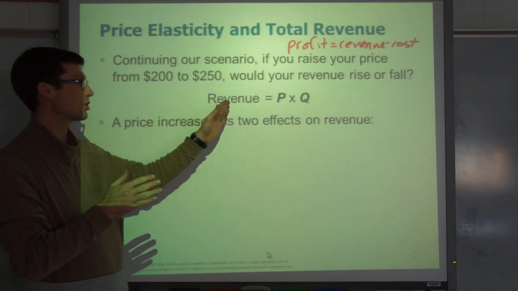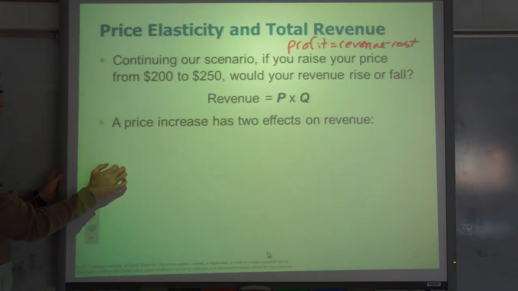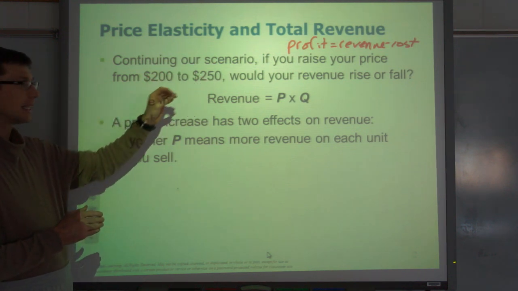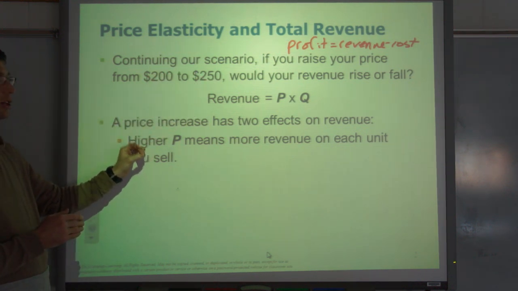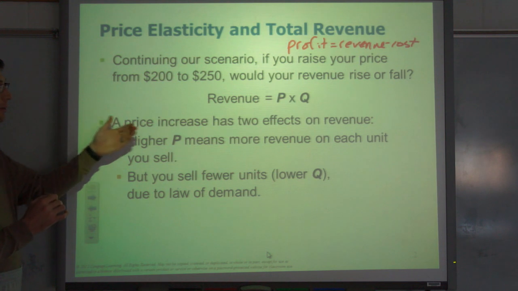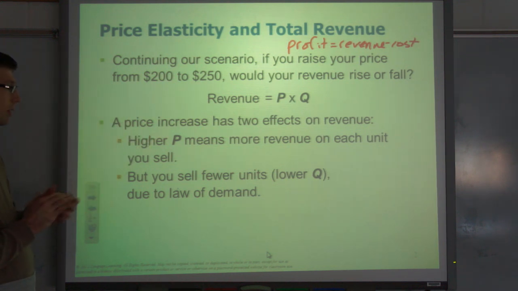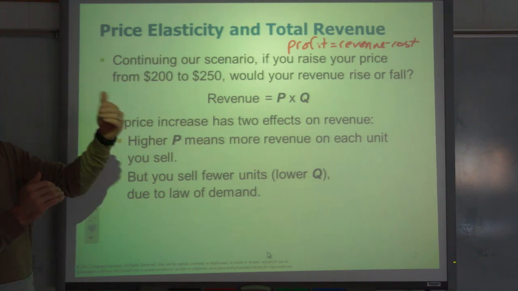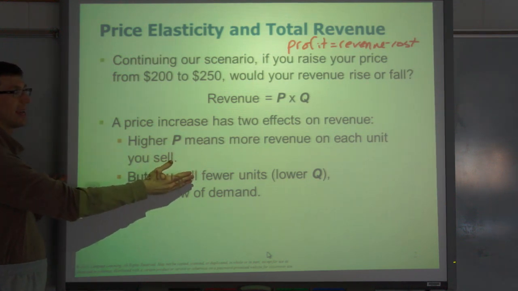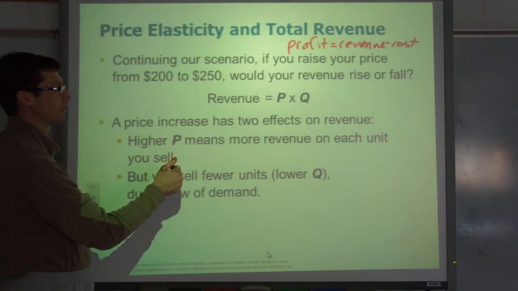And when we increase the price of a good, what we are going to find is that it has two effects on revenue. The first one is quite simple. When you charge not $200 but $250, each unit you still sell, you're getting more revenue per unit. You would have $50 additional for every unit you still sell. That would have a positive effect on revenue. But the second effect is built on the law of demand. When you charge a higher price and nothing else changes, you're going to sell a lower quantity. So you're selling fewer units, and that has a negative effect on revenue.